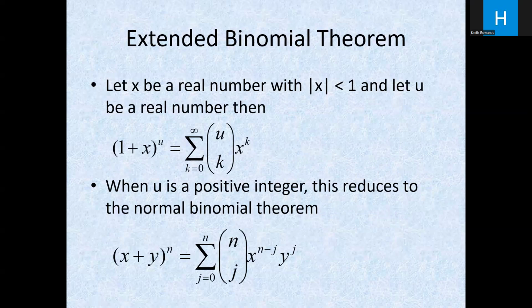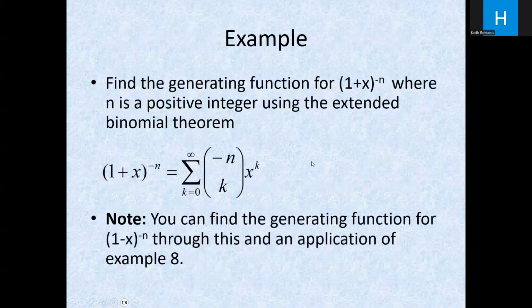So let x be a real number with the absolute value of x less than 1, and let u be a real number. Then 1 plus x raised to the u, there's our coefficients. And so this is actually a more useful example of that. When u is a positive integer, this reduces to the normal binomial theorem. So we can use that to get the coefficients for the powers when we raise 1 plus x to the u power.